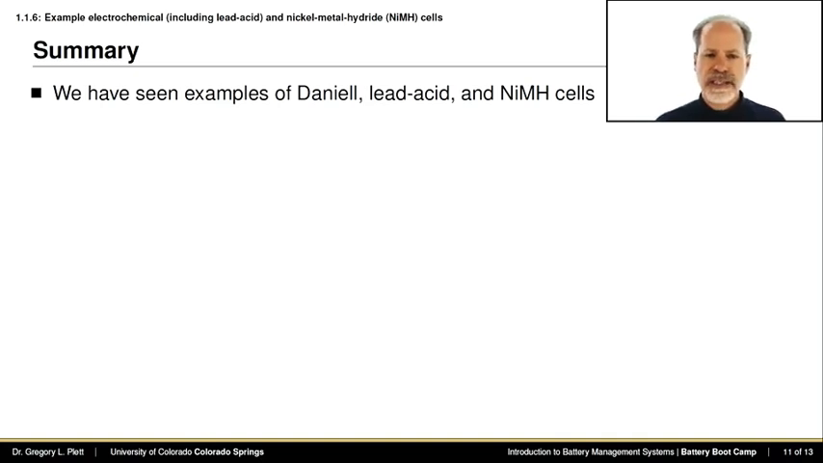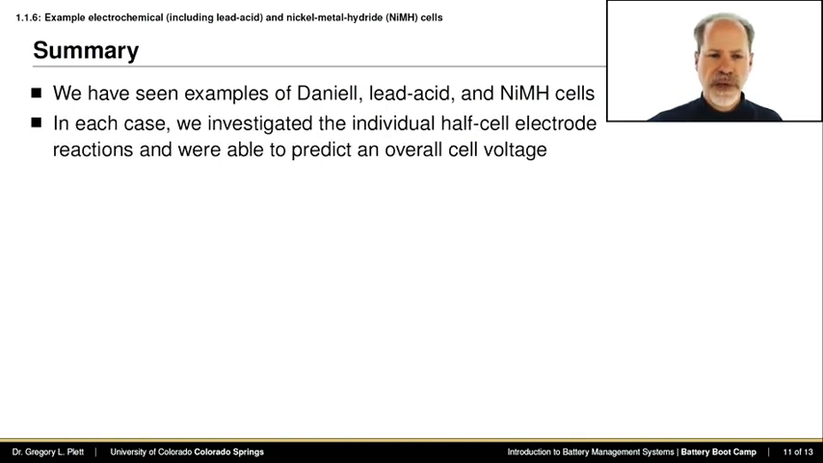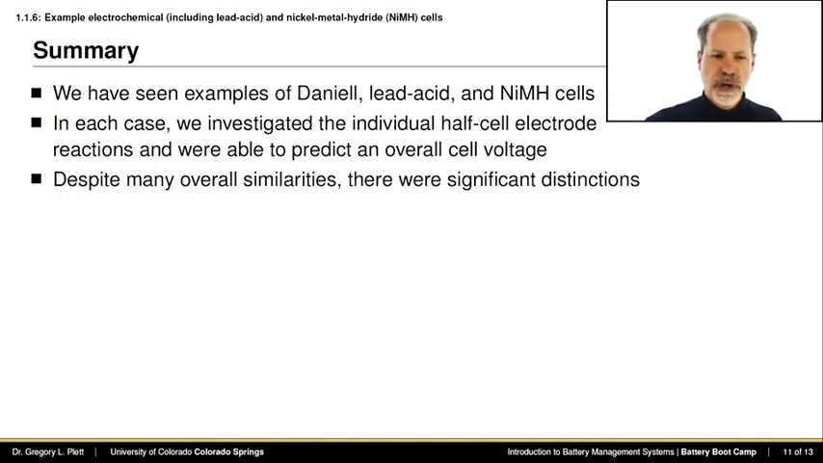So to summarize this lesson, you have seen examples of three types of electrochemical battery cells: the Daniell cell, a lead-acid cell, and a nickel metal hydroxide cell. In each case, we investigated the individual half reactions that take place in the positive and negative electrodes, and from those, we're able to predict an overall cell nominal voltage. Despite the fact that these three cells have a lot of similarities, we also saw that there were some pretty significant distinctions between how they operated.